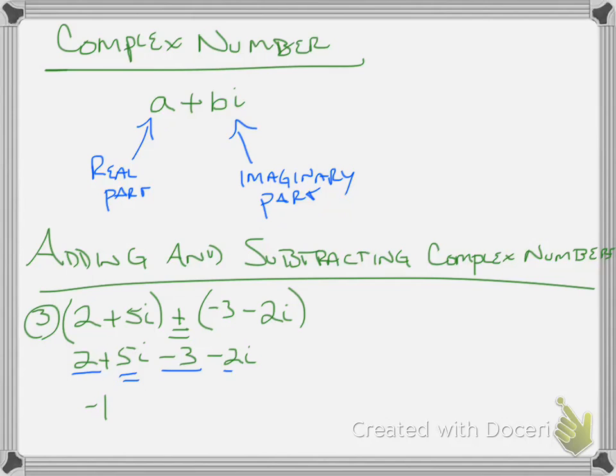Positive 5 and negative 2 combine to be positive 3i. So that's adding complex numbers.